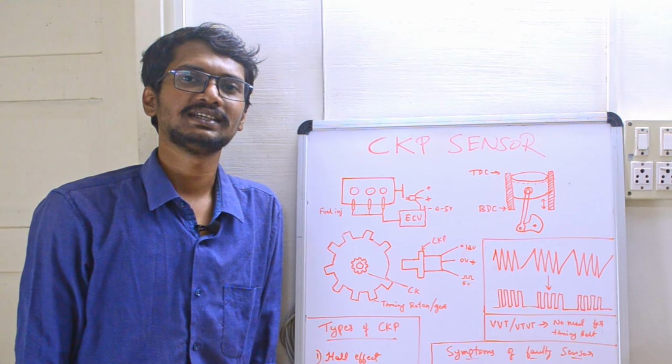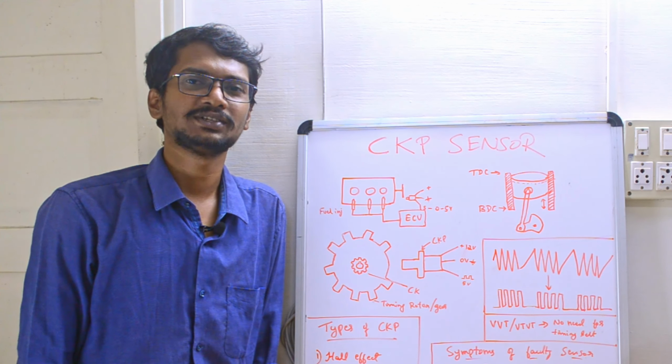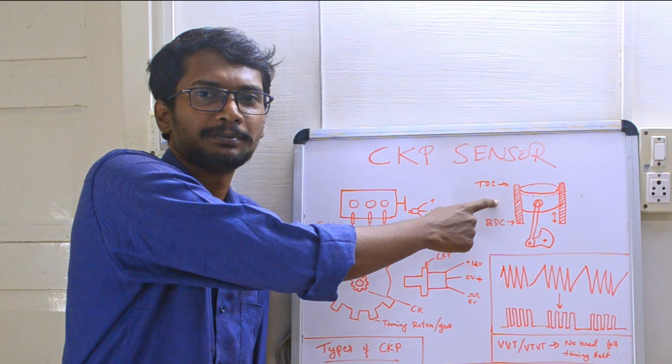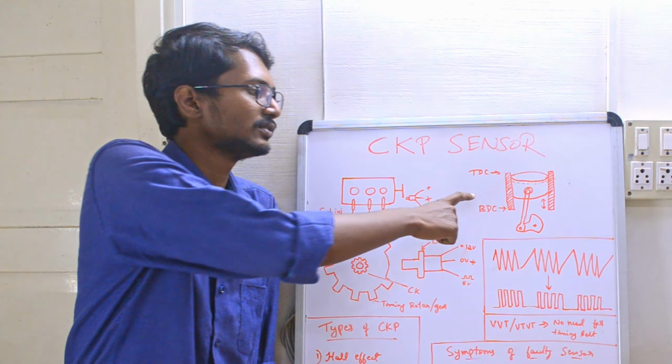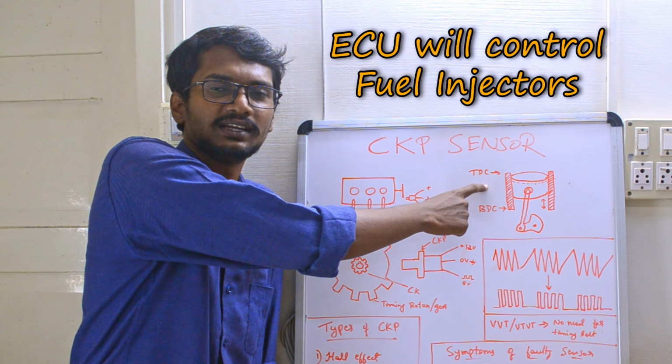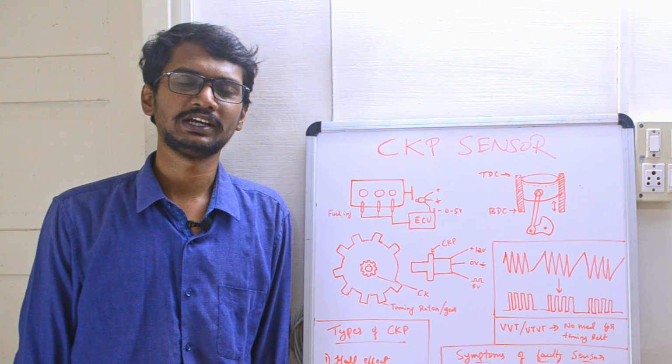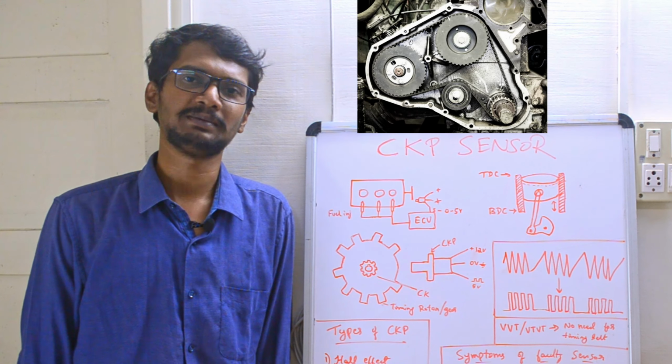By cross-referencing this waveform with the camshaft position sensor, the ECU will understand if this piston is in the compression cycle, and thus the ECU will control the particular fuel injector of this cylinder to spray the fuel. Also, one more thing I want to point out, you might have heard about the timing chain.